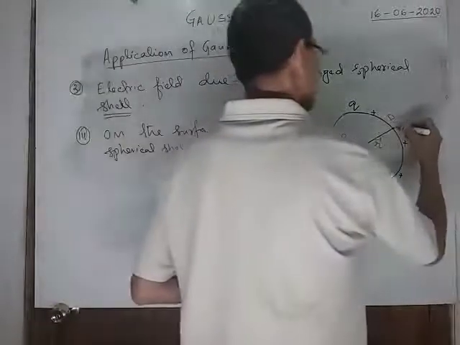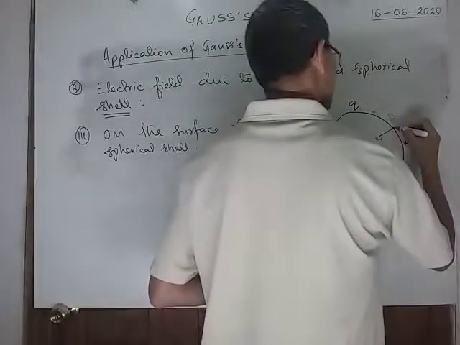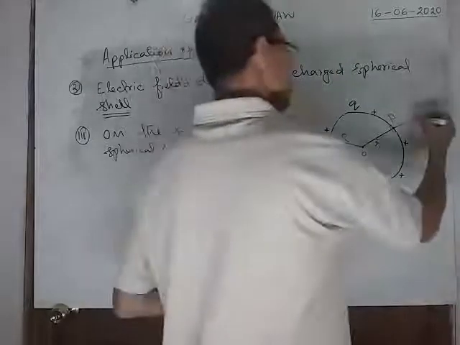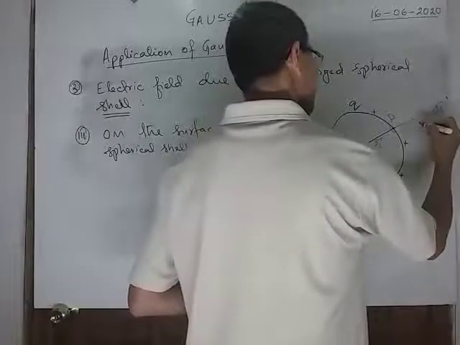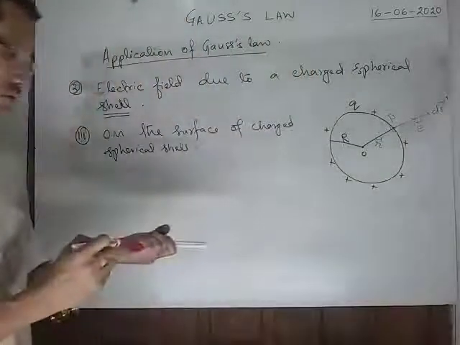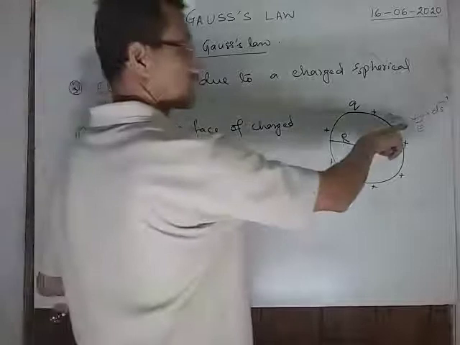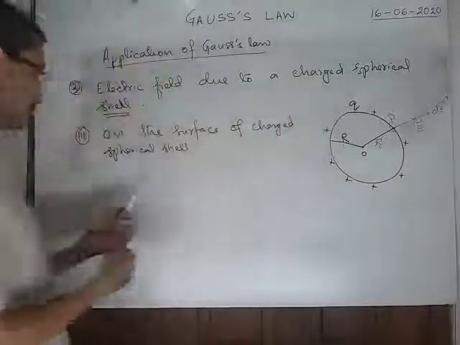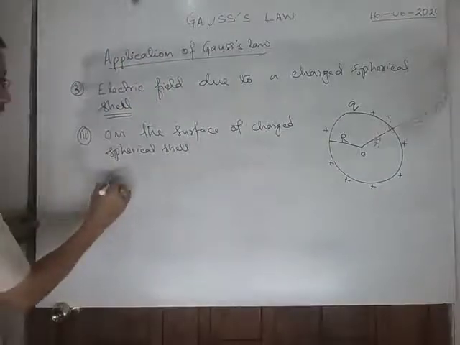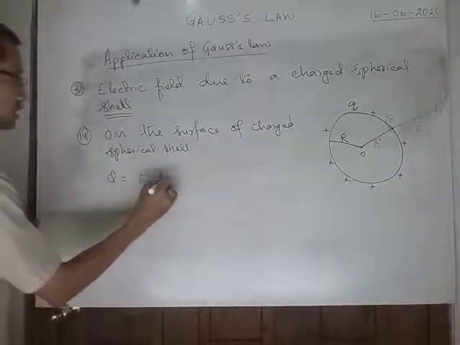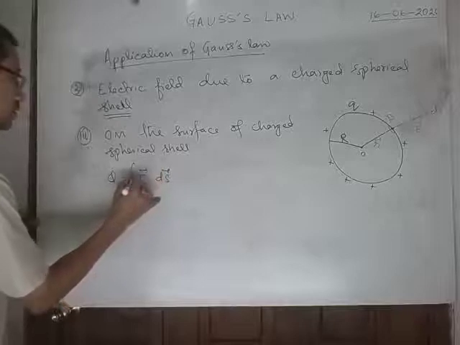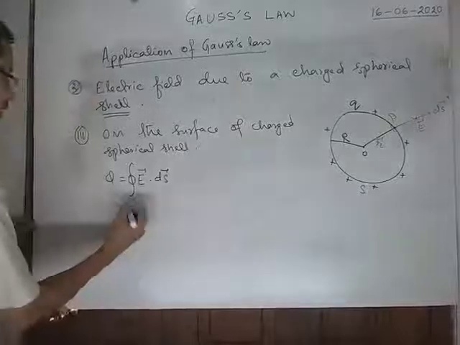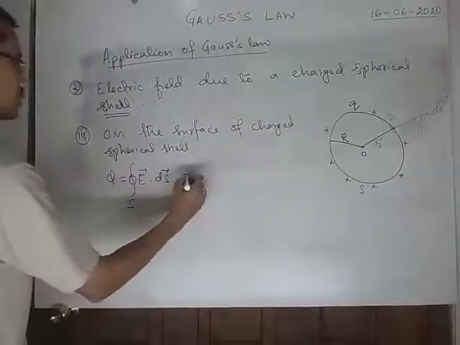So your E vector, if you take a small surface here, your dS vector is also in this direction, and your E vector is also along the same direction, because electric field E comes out perpendicular to the surface, right? So in this case, your flux phi will be equal to what? E dot dS over the whole surface. Let's take this as S.